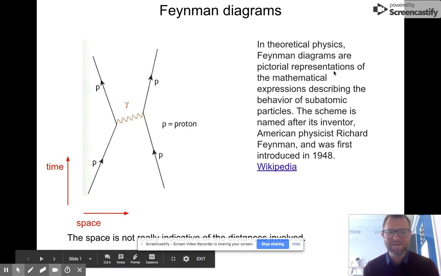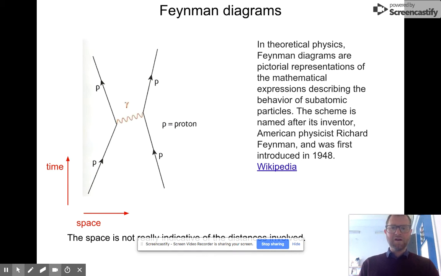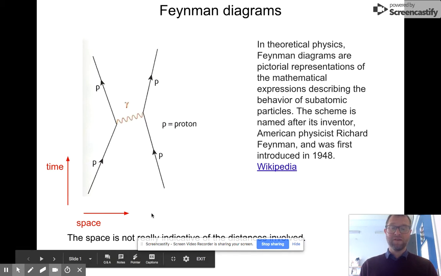Hello and welcome to this session about Feynman diagrams. You can see on the left-hand side, this is a typical Feynman diagram. It was developed by Richard Feynman, and it's a way to show subatomic particle interactions. As you can see here, we have time progressing forward, and we have space on the other axis. So there's some idea about how close they get together.